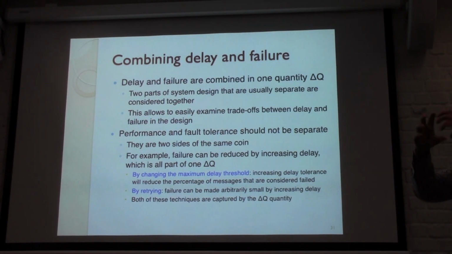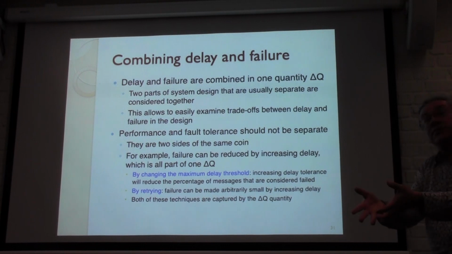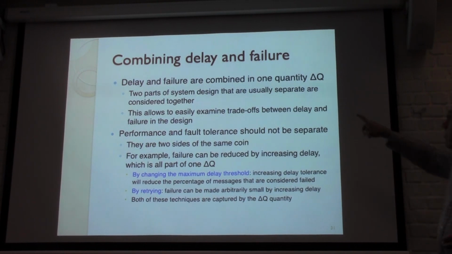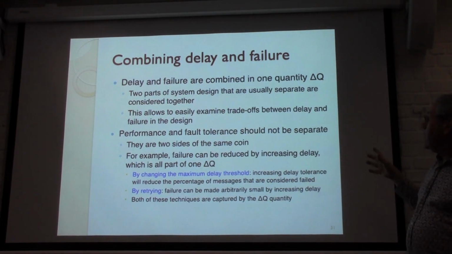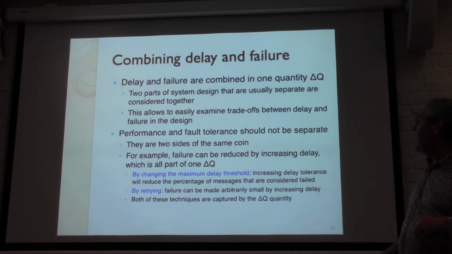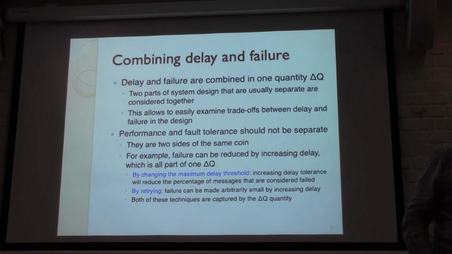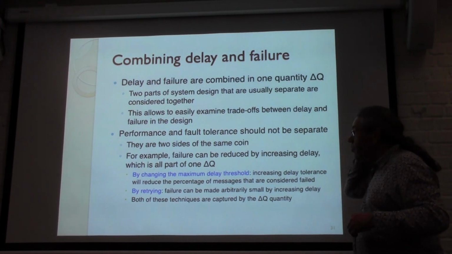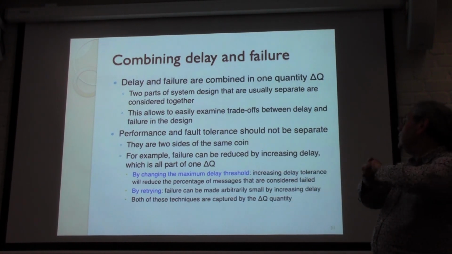So it's like one quantity. This function delta Q is like one thing. It's one variable whose value is this function. And we're combining two parts of the system that are usually separate, and it's easy to handle. There are a lot of trade-offs between delay and failure. And one of the lessons: performance and fault tolerance should not be handled separately. They should be together. They're two sides of the same coin. Failure and delay are connected.